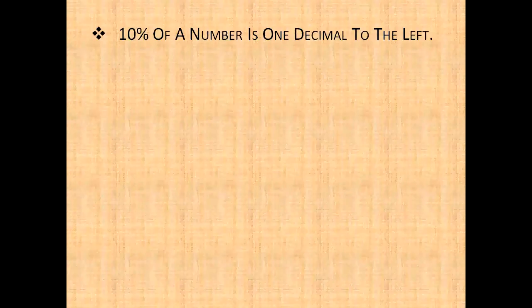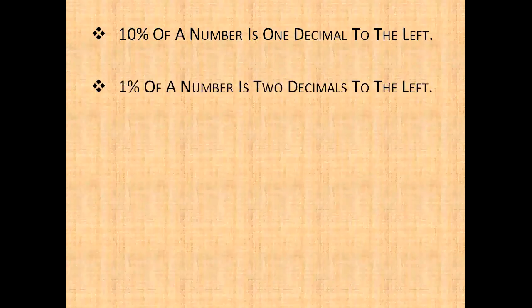The first fact is 10% of a number is one decimal to the left. That is, any number's 10% is just one decimal to the left. And 1% of any number is two decimals to the left. That is one more decimal to the left once we have calculated 10%. Allow me to elaborate. Let's take an example. Let's take an example of a number 540.